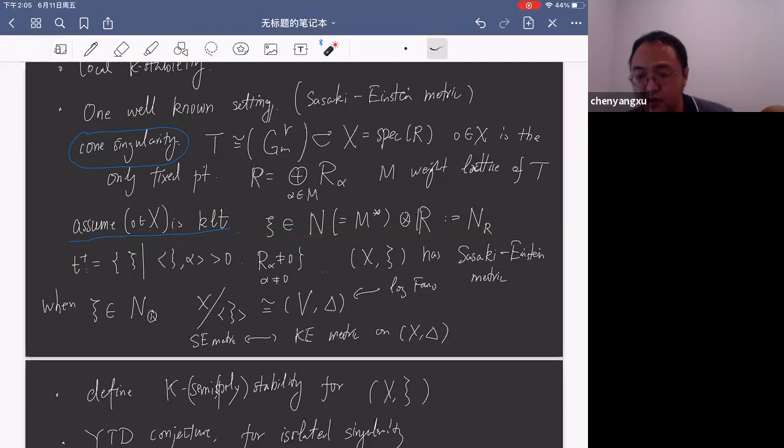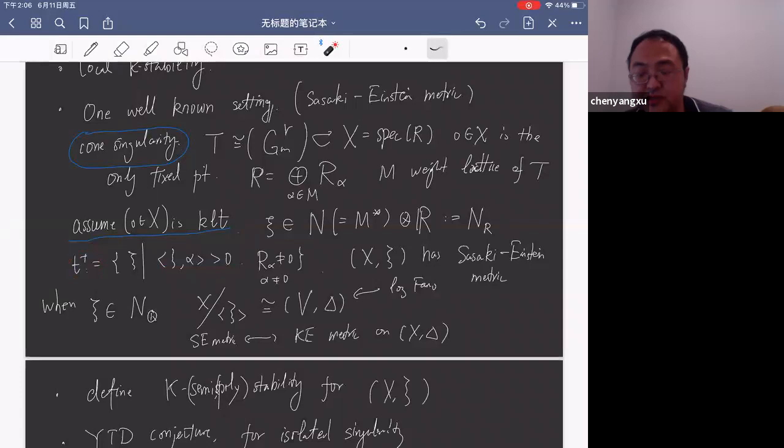You probably saw this in an earlier talk: you say there's a torus action and then you try to find the vector in the real co-weight space. In the local setting, we want this vector ξ to satisfy the following: the pairing between ξ and α, where α is the weight here, should be positive for all α such that R_α is not zero, so there is some non-zero function with this weight, and of course α is not equal to zero. We want this pairing to always be positive. This cone in the literature is called the Reeb cone.